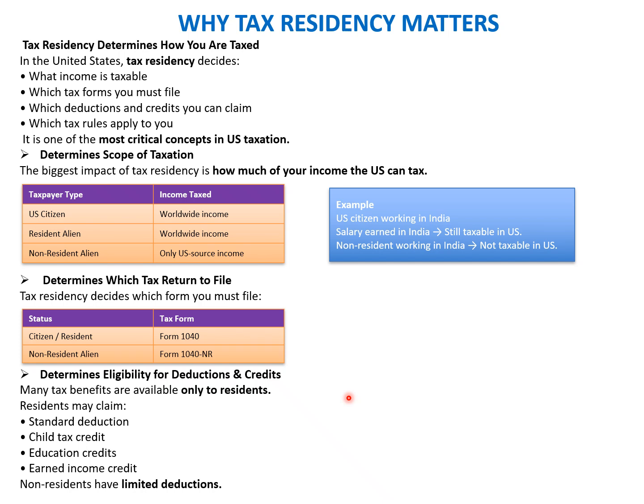Okay. Now, when we cover why tax residency matters, we are going to touch upon certain points on what it achieves and the importance of tax residency. Tax residency determines how you are going to get taxed. In the United States, tax residency decides what income is taxable. As we discussed in the agenda, there are largely two concepts, worldwide income and US sourced income, and that will be determined based on the residential status.